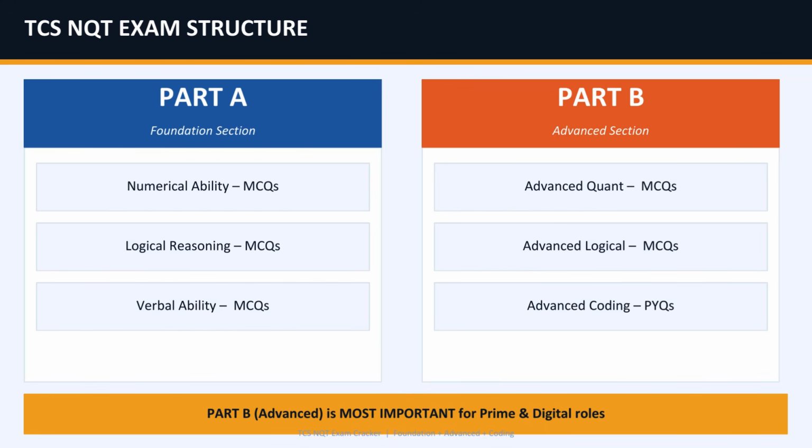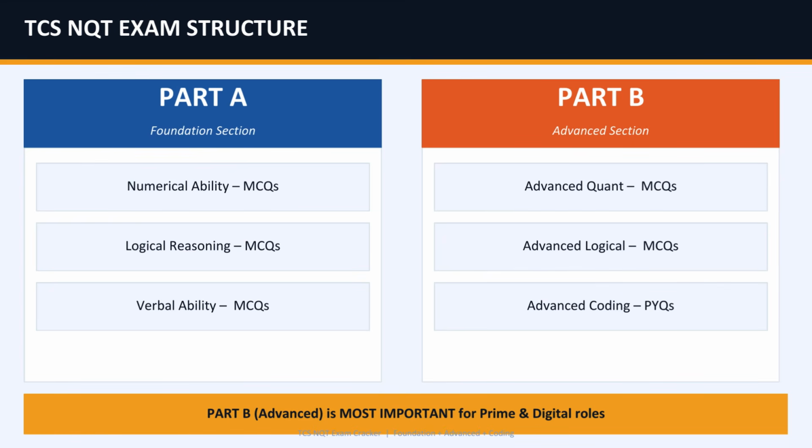TCS NQT exam structure. Before we jump into topics, let us quickly understand how the exam is structured. TCS NQT is divided into two parts. Part A, the foundation section. This has three subjects: numerical ability, logical reasoning, verbal ability. That is 300 questions total in Part A.